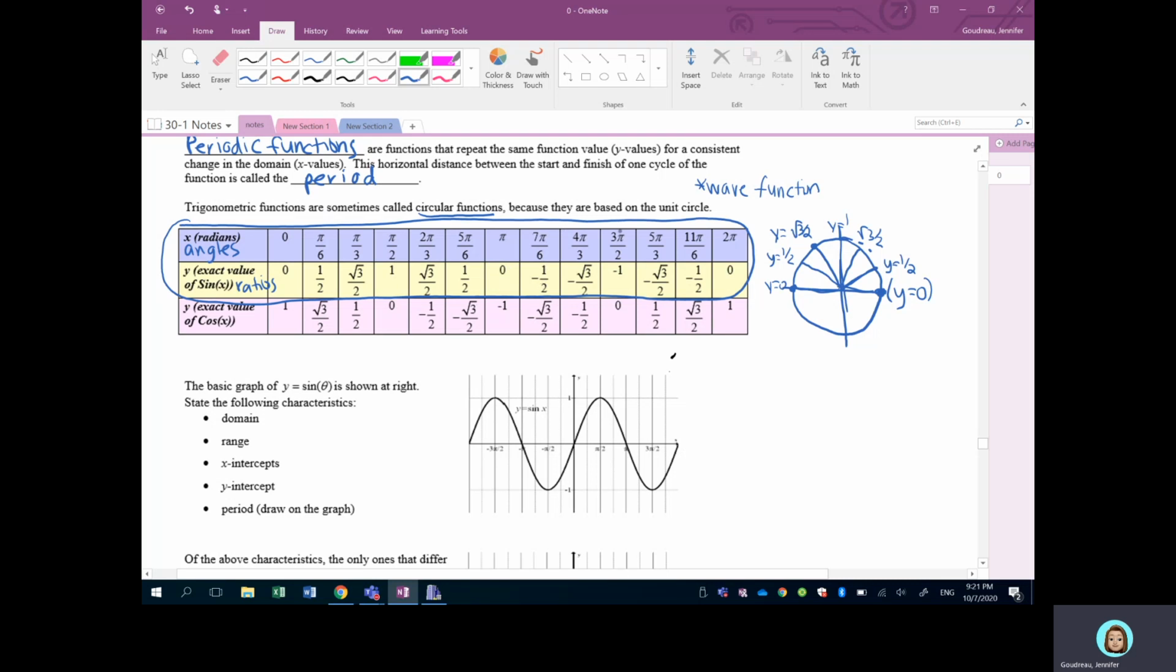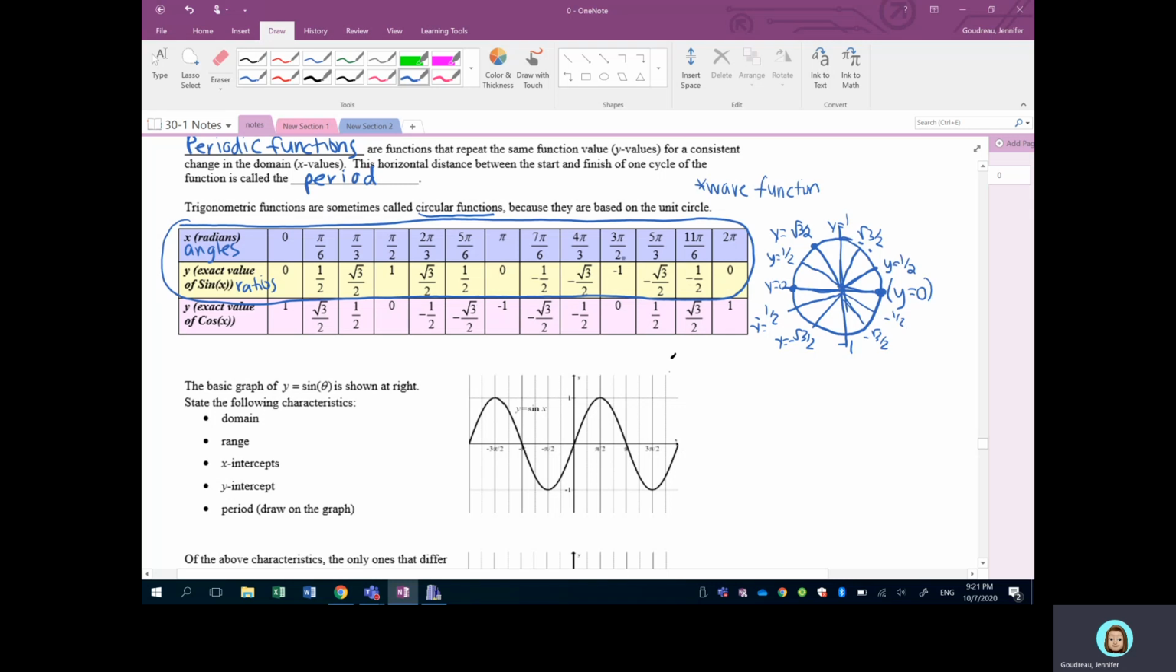1/2, root 3 over 2, -1, root 3 over 2, 1/2 is 0. So the numbers repeat again, but now in this second part of the table, we are in quadrants 3 and 4, and sign is negative there. So at 7 pi over 6, the y value is -1/2. And then y is equal to negative root 3 over 2. At 3 pi over 2, we're at -1. And then we go back, negative root 3 over 2 and -1/2. So have a look at that pattern.